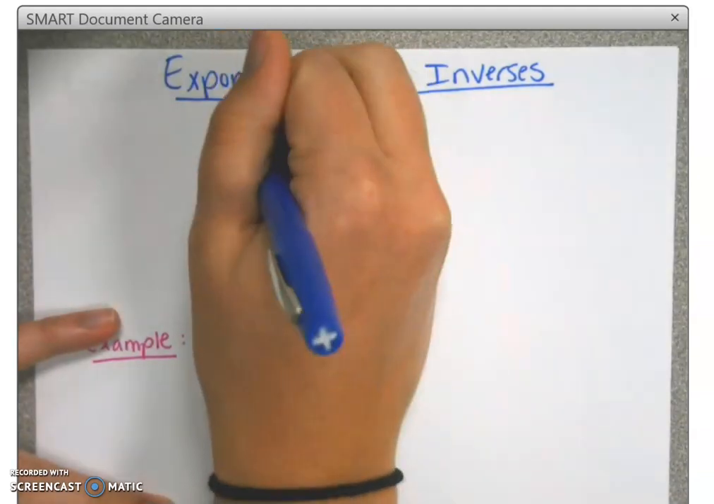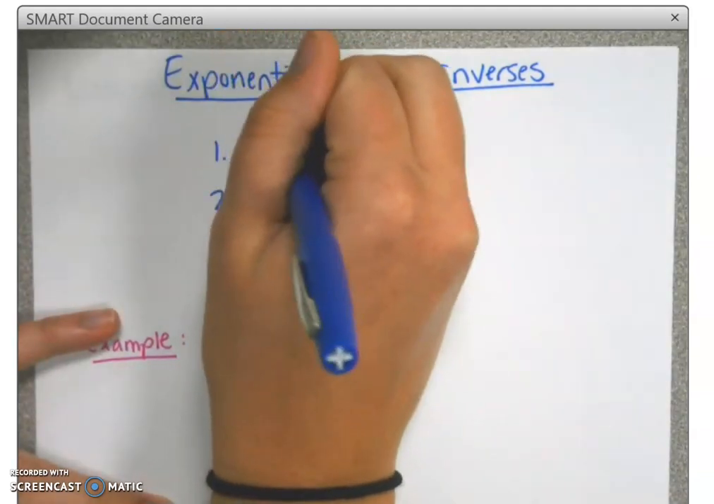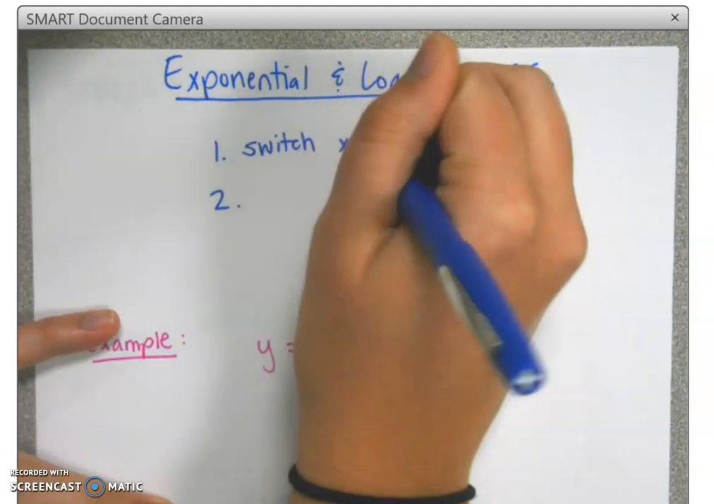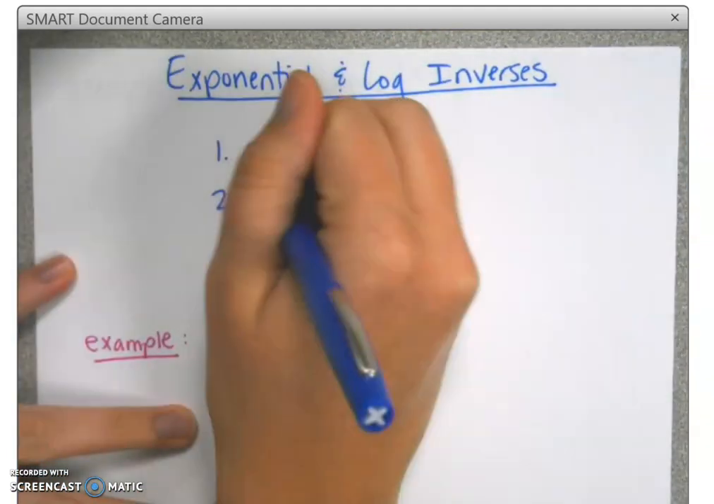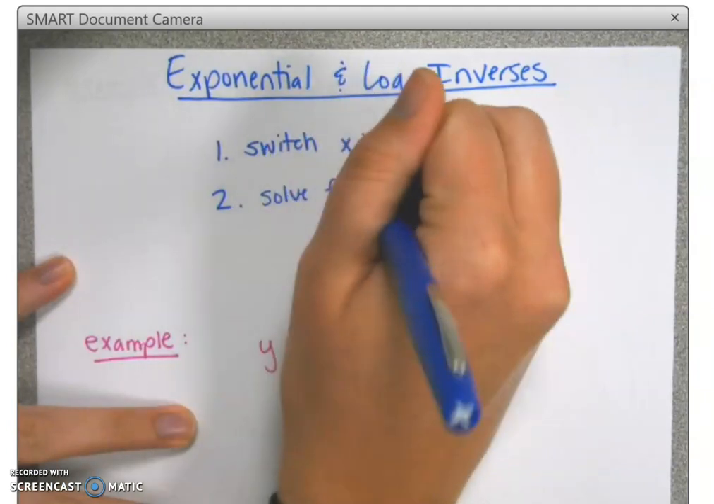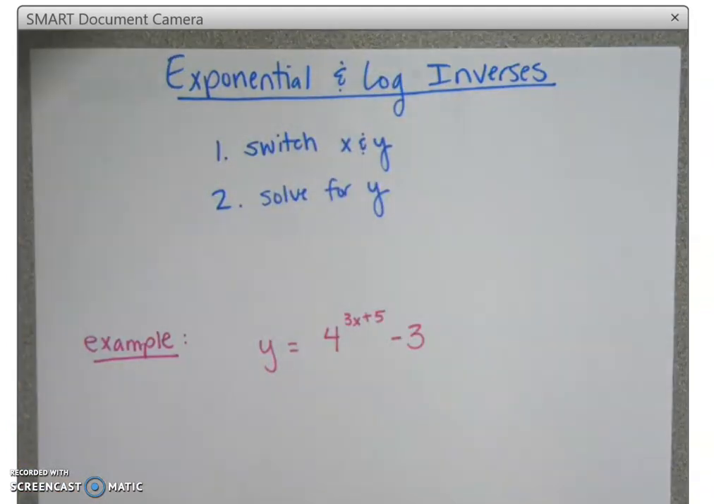First, you switch x and y. That was always step 1. And step 2 is solve for y. This is how you find the inverse of any function, including exponential and log ones. So we're going to go through a few examples.